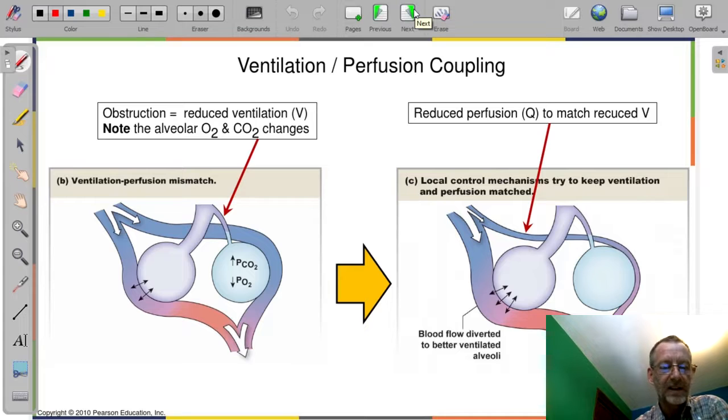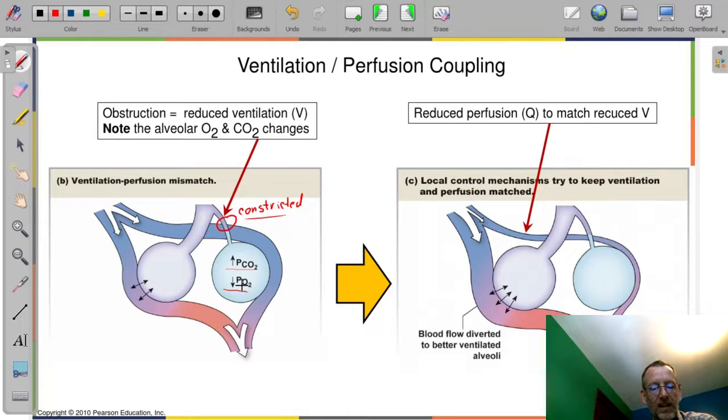And what we have is some sort of obstruction, something that reduces the ventilation. So notice that the bronchiole has gotten smaller. It's constricted. So that area of the lungs is not ventilated adequately. Well, do the changes in gases make sense?